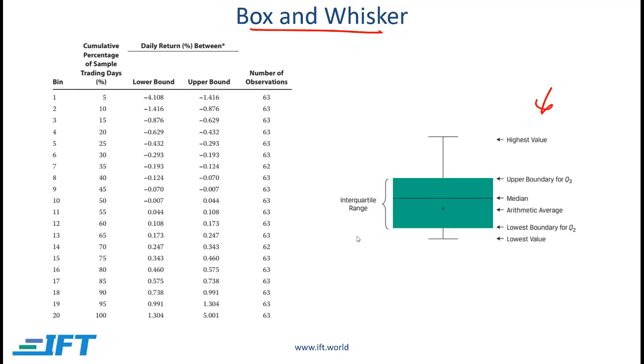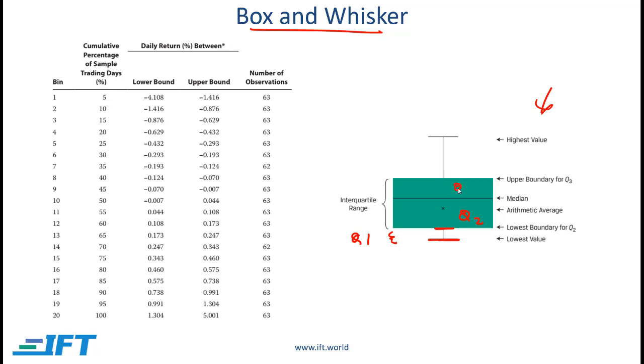So this is the bottom quarter, or Q1 over here. This lowest value is the lowest value of our data, which also represents the lowest value of quarter 1. Then this is the highest value of quarter 1, or the lowest boundary of quarter 2. So this is quartile 2. This is the upper boundary of quartile 2.